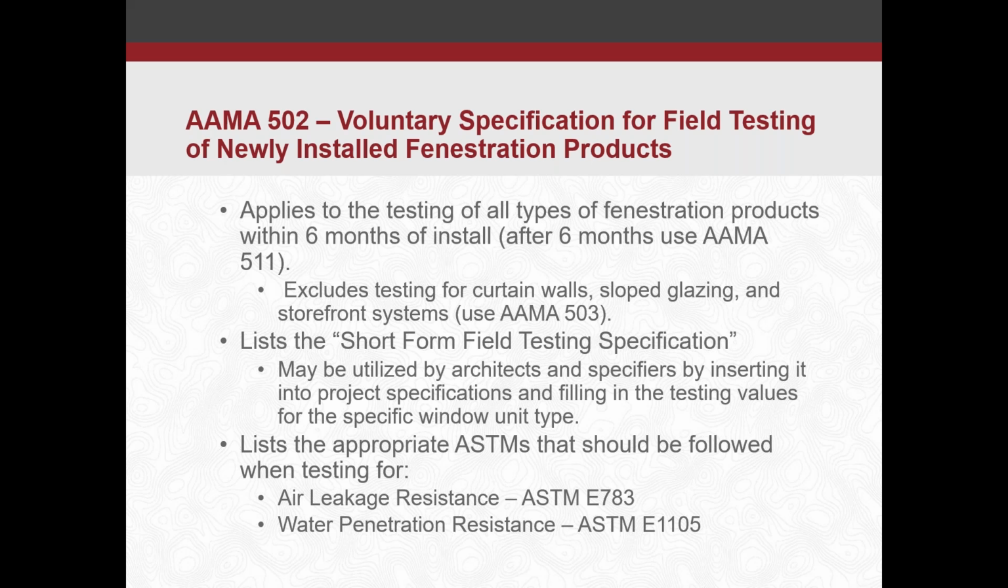This lists the short form field testing specification, which architects and specifiers would utilize, inserting this document into their specifications and just filling in the testing values for that specific window type. It also lists the appropriate ASTM methods that should be followed when testing for air leakage resistance, which is E783, and water penetration resistance, which is E1105.